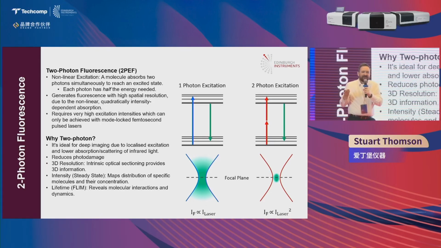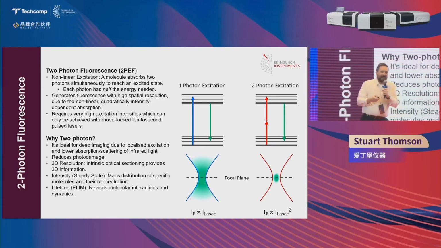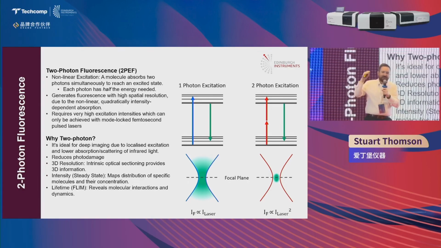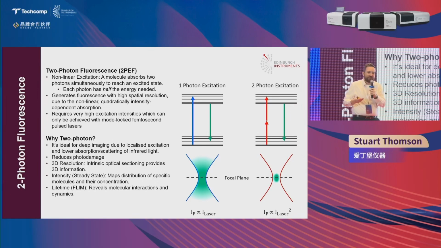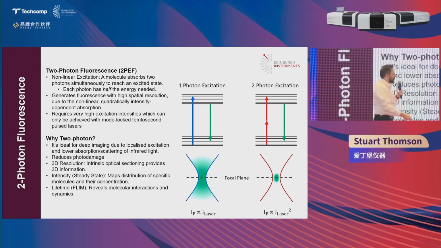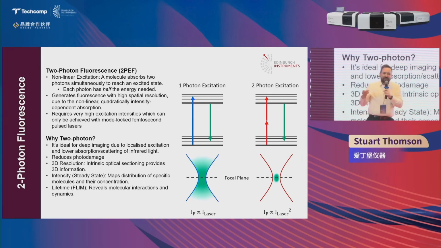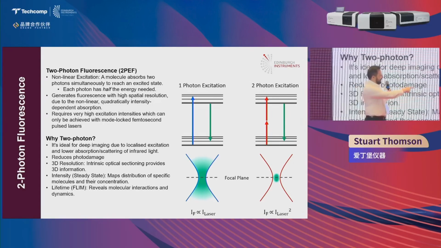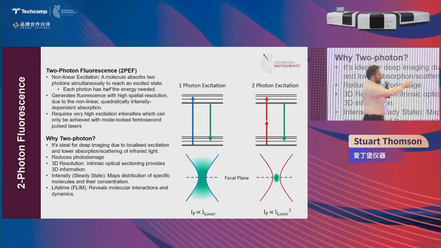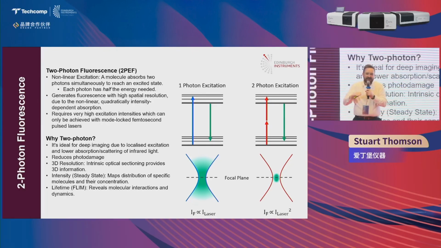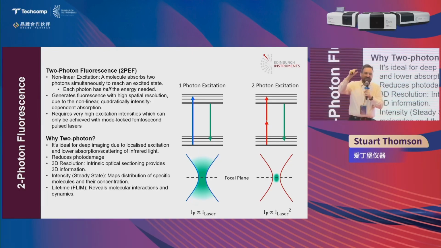And the advantage of 2-photon is that the infrared light can typically penetrate deeper into samples, particularly for biological imaging. And also, because it's a non-linear microscopy technique and it scales with the square power of the laser, we only get fluorescence emission from the focal plane. And so it gives you very good Z resolution.